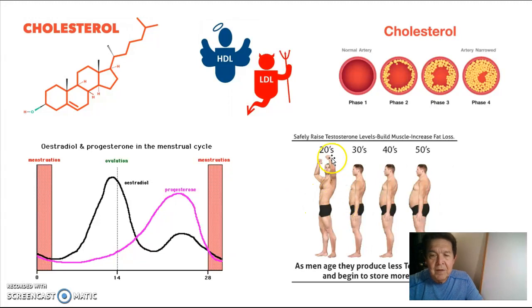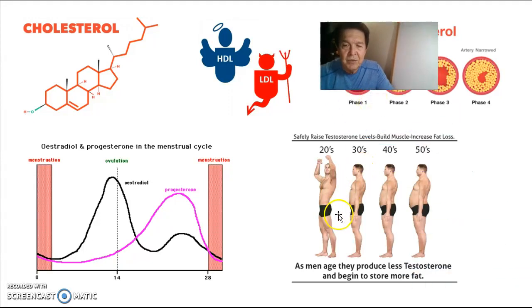In men, the level of testosterone makes different changes in the body. As you can see here, according to age, the production of testosterone lowers. Actually, many people are using testosterone to build muscle, but it has effects that are not good for health.